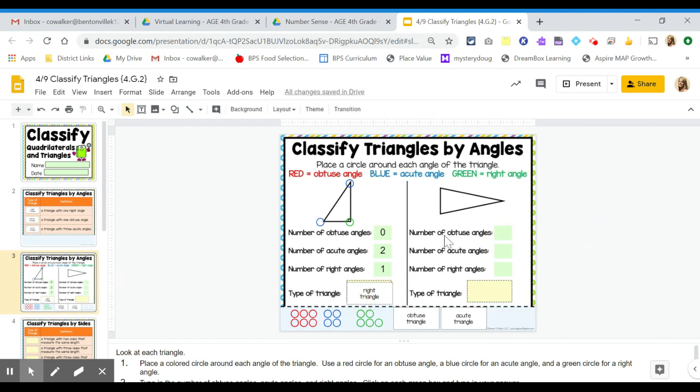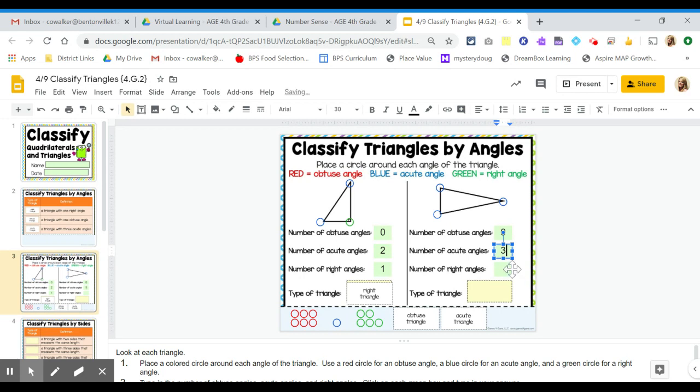If you go back over here, you're going to do the same thing with your colors. Do we see any obtuse angles? Should I have any red circles? No. So I'm going to go ahead and fill that in. Now, are there any acute angles? I would need a blue circle here, a blue circle here, and a blue circle here. So how many acute angles does that leave us? Three. And are there any right angles in that shape at all? No. So you'll have zero right angles.